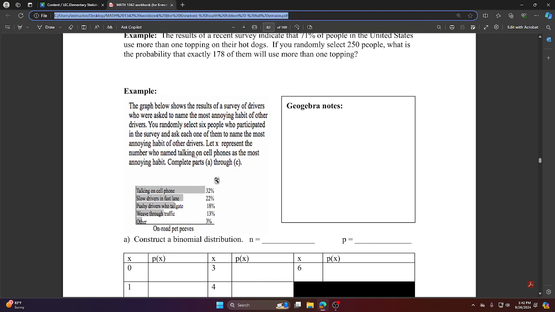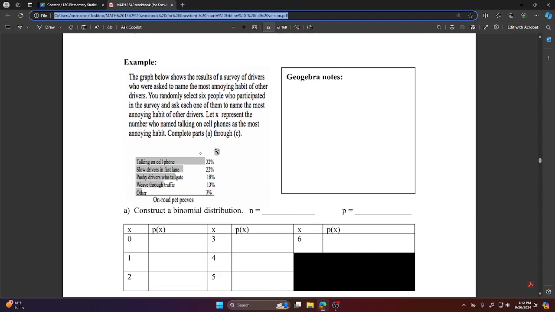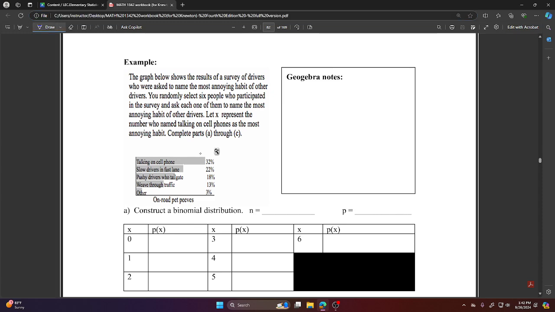Okay, so we got this problem here and onwards. Every single time we do binomial, we need to have three numbers in specific. We need to have n, which is my total. I need to have x, which is like my selected. And then I need to have p, which is my probability. Those are the three things that I need from each one of these. So total, selected, and probability.